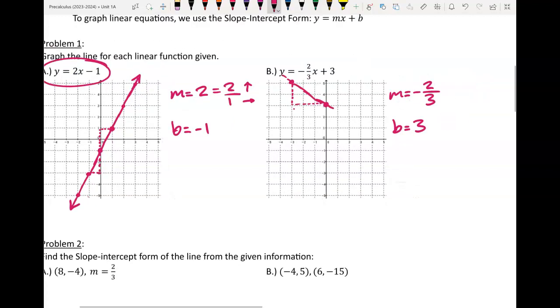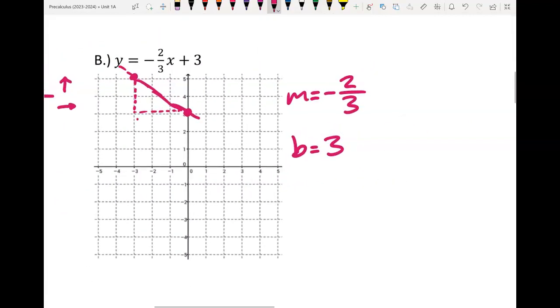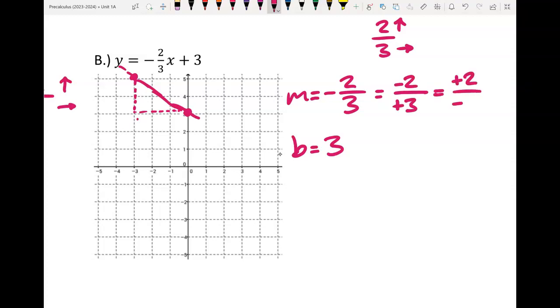And so that's where we need to remember that this negative doesn't mean I do the opposite, right? Because 2 over 3 would think up and right. So negative 2 over 3 doesn't mean down and left. It means we do the opposite on one of them. So the negative 2/3 means either we have negative 2 over positive 3 or positive 2 over negative 3.